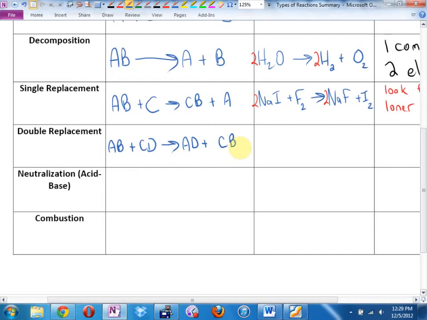As our example, we did lead... what did we do? Lead nitrate or nitrite, I can't remember which one that was, plus KI.